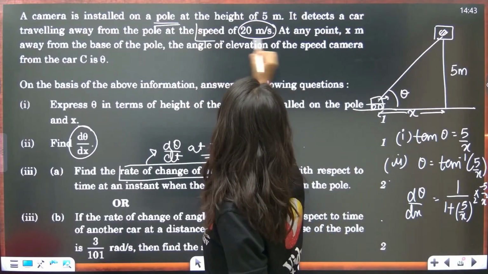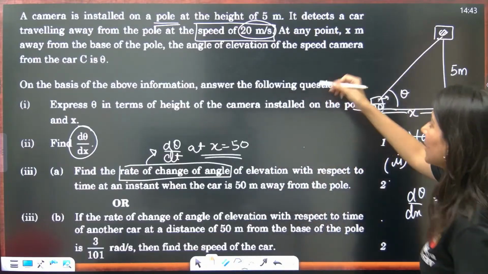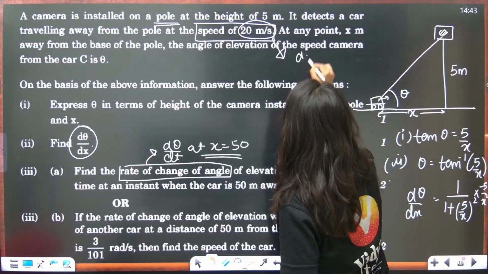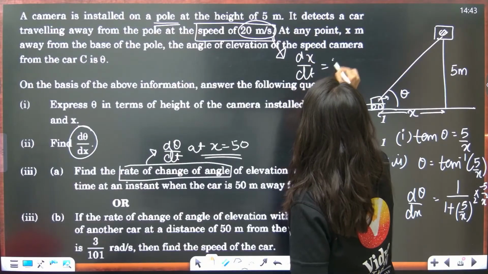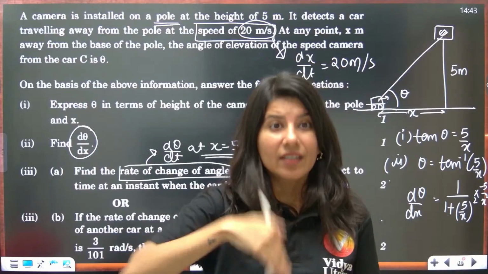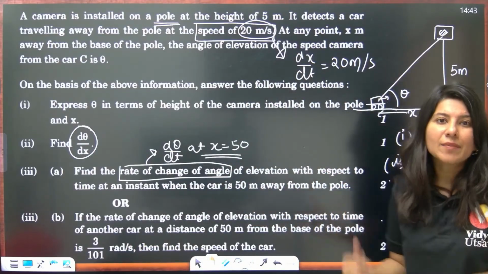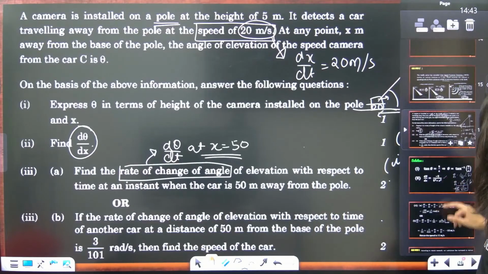Now can you see, speed is given as 20. That means dx by dt is equal to 20 meter per second. Right? Remember, velocity, differentiation of distance with respect to time, is what? Speed only. So just put the value.